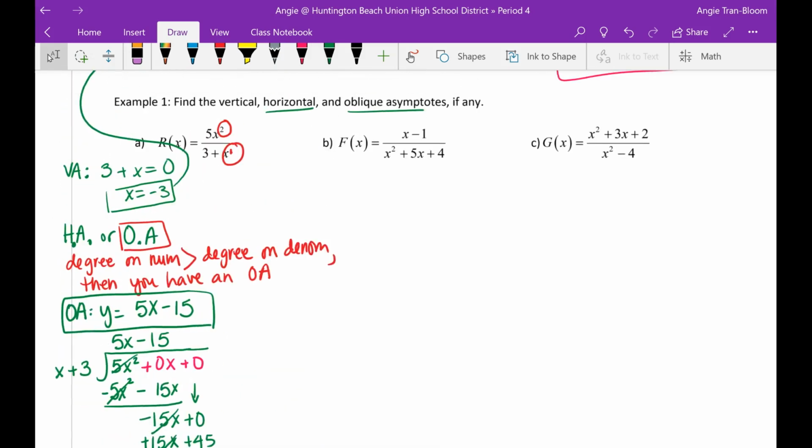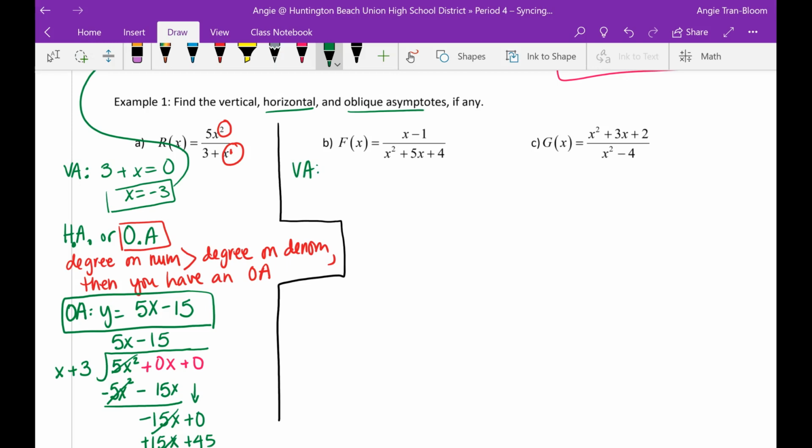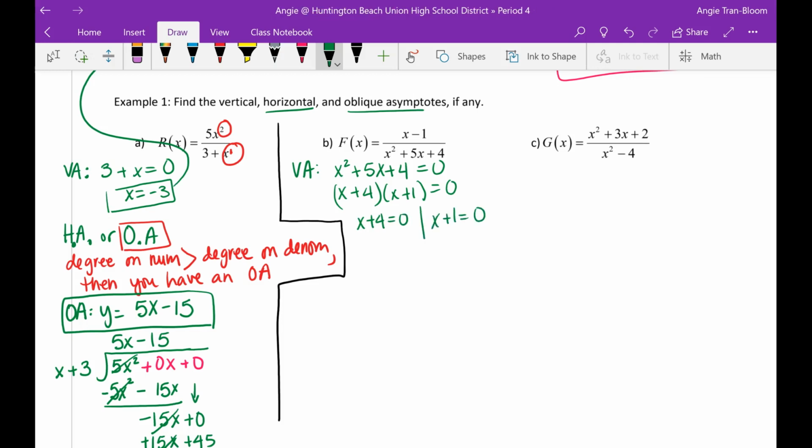Okay, part B. Let me draw a line because I have a tendency to not be very neat. First, we have to take our denominator and set it equal to 0 to find my VA. The two factors are, and I do expect you to be able to factor it fairly quickly, x plus 4 equals 0 and x plus 1 equals 0. So my two VAs are x equals negative 4 and x equals negative 1. Yes, you can have multiple VAs.